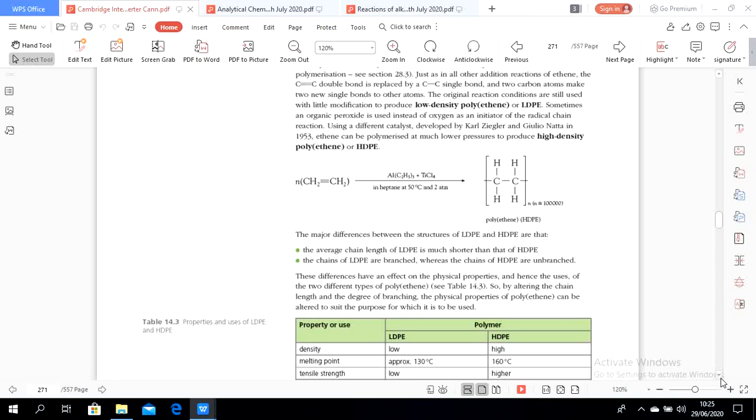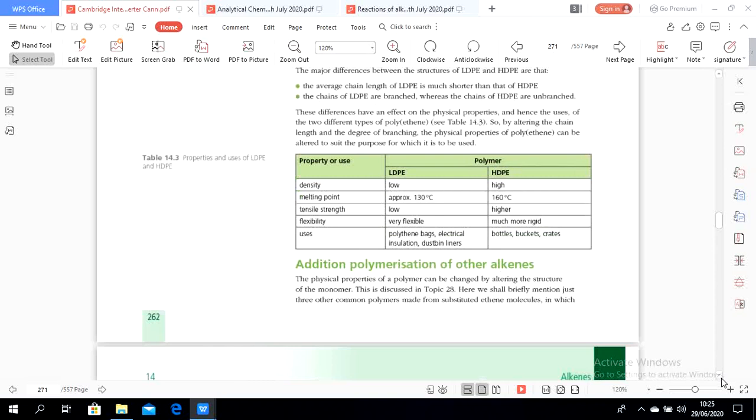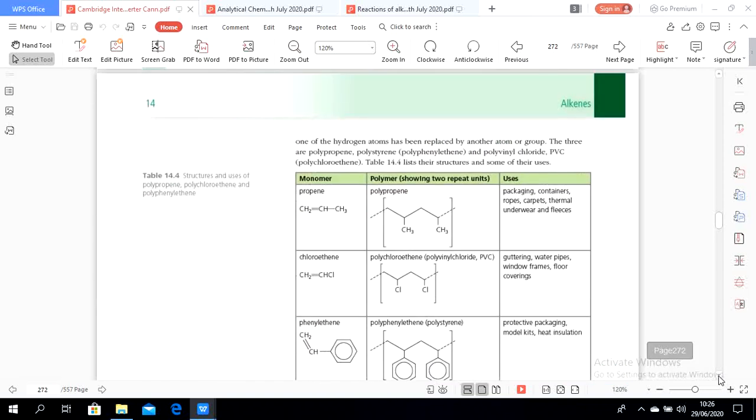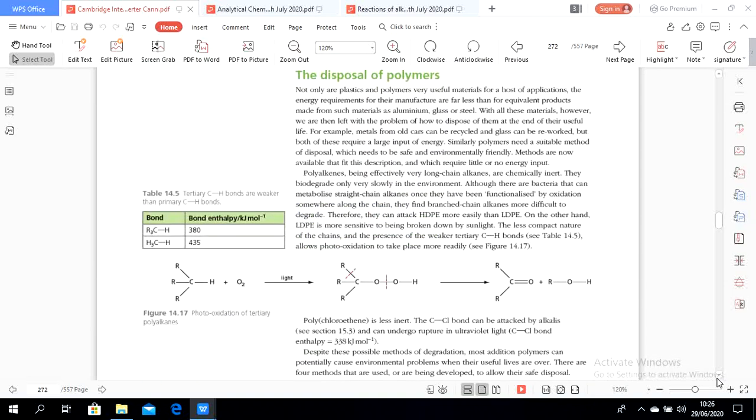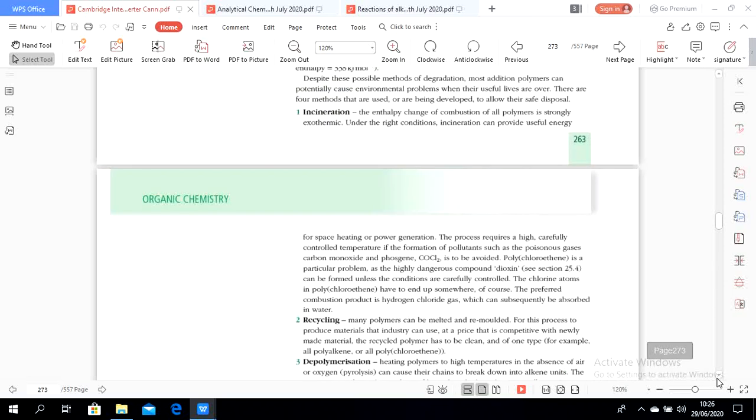So what are the objects? We know the objects are LDPE and HDPE. LDPE is a plastic bag. HDPE can be used as a water bottle, which is hard plastic, or like a toy. A plastic toy is hard. It is made up of HDPE. For cable, it is made up of LDPE. The insulation of cable is made up of LDPE because it is flexible. And then, disposal of these plastics causes pollution to the environment. So we have to recycle or depolymerize.